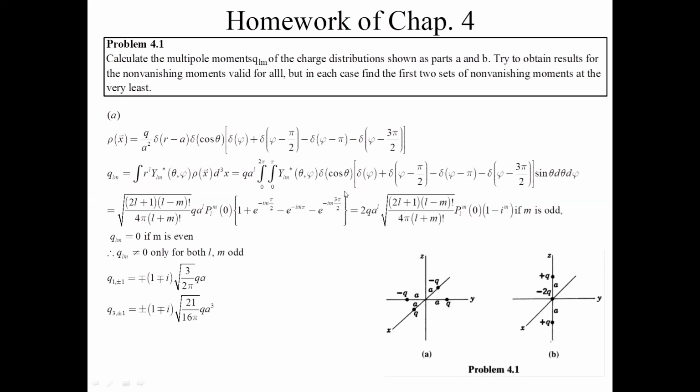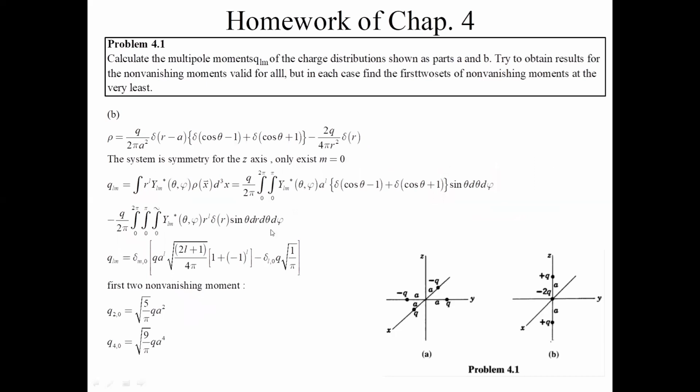Okay, so in here we want to show the first two sets of non-vanishing moments. The first set is when l equals 1 and m equals plus and minus 1. So the result is this. And the second set is when l equals 3 and m equals plus and minus 1. Okay, so the result is in this form.